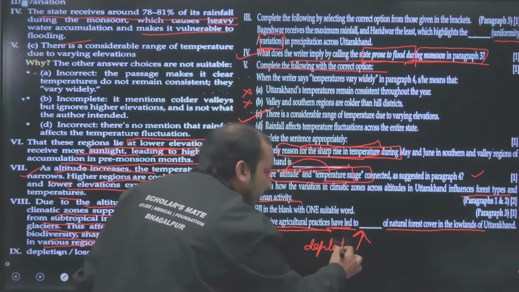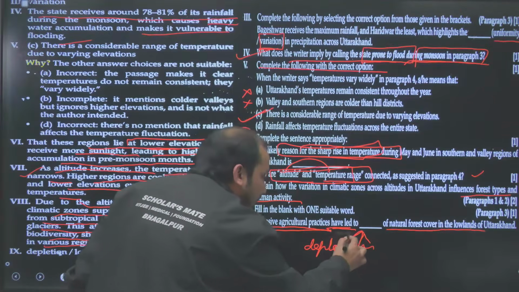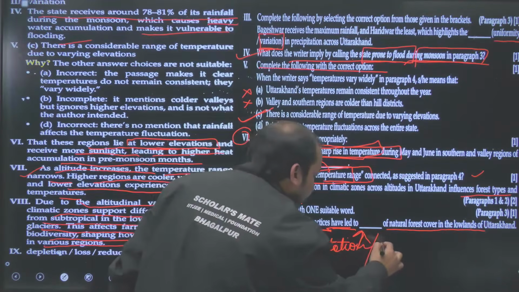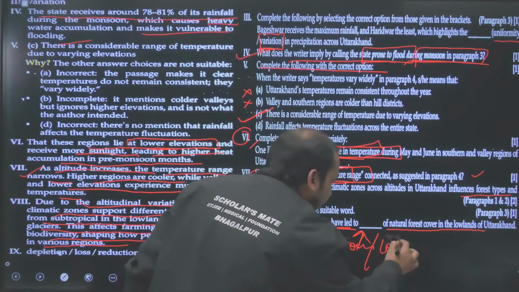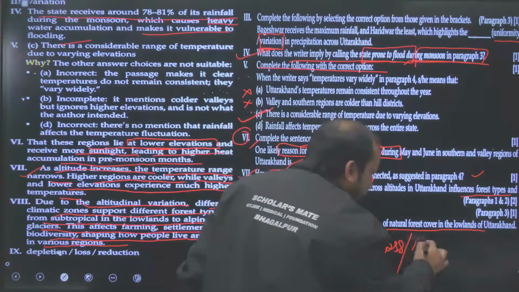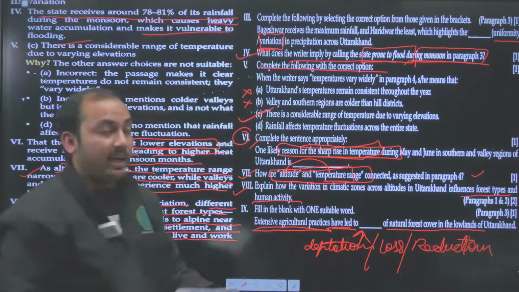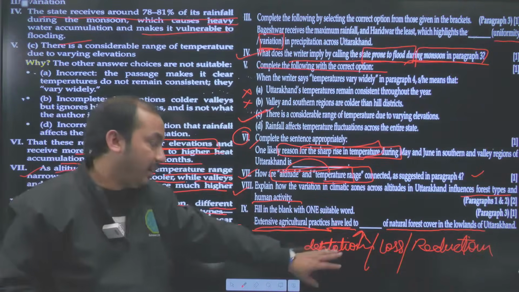Depletion, this word means to harass. Depletion. And after that we can use here loss, and also we can use here reduction. Among these three words, any one we can use here. Any one of them can be used to fill this paragraph.